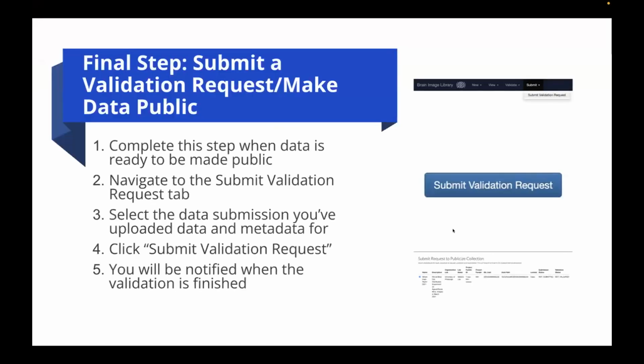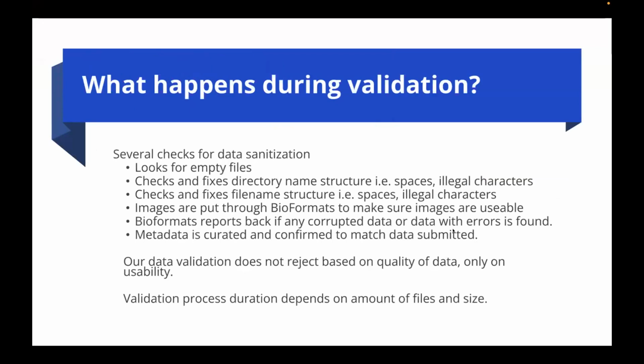So what exactly happens during this validation process? Once you send over the request that you're ready to make things public, we run it through a somewhat verbose validation system that does checks on all the files you've uploaded to see if they're empty files. It'll check and fix directory name structures, like if there are, for example, spaces or characters that would trip up a file system, like a comma or some sort of character that would present as a bash command to a file system. It does the same for file names.